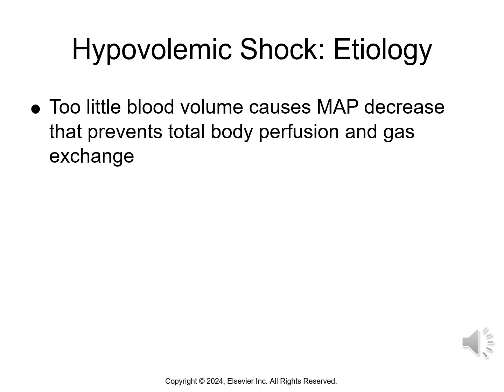Hypovolemic shock occurs when too little circulating blood volume causes a MAP decrease that prevents total body perfusion and adequate gas exchange. Hypovolemic shock from hemorrhage, or hemorrhagic shock, is common after trauma or surgery, and internal hemorrhage occurs with blunt trauma, GI ulcers, and poor control of surgical bleeding. Hemorrhage leading to hypovolemia also can be caused by any problem that reduces the level of clotting factors.